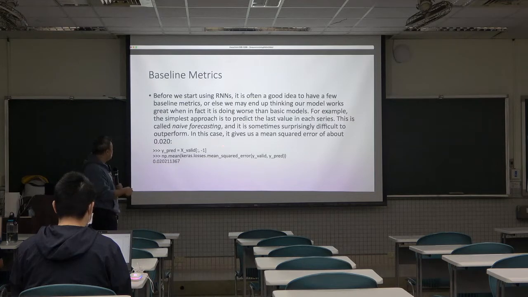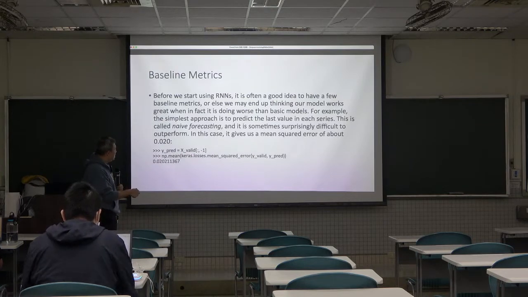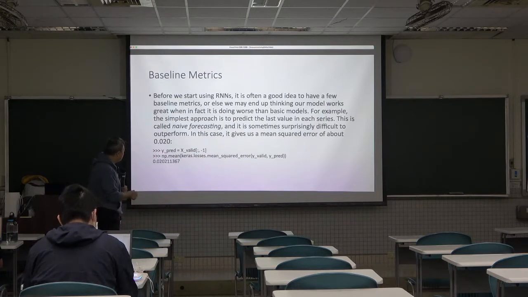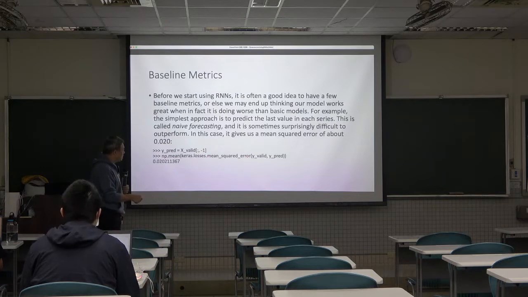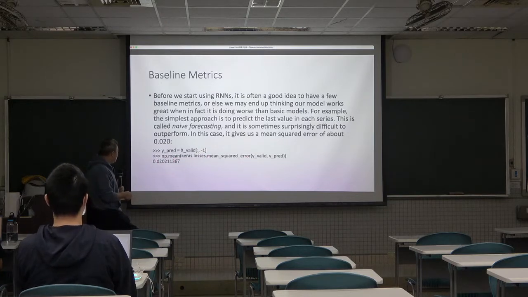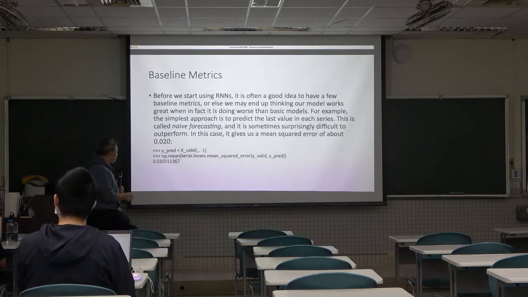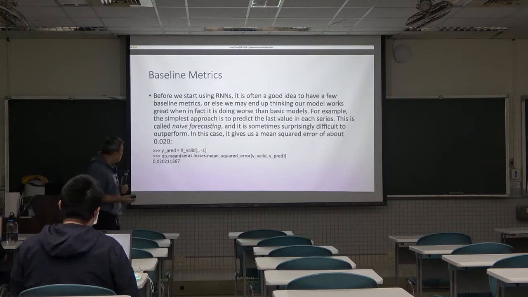In this case, you use y_pred equal to X_valid[:, -1]. It will automatically fill the last value for you, and then you compare this prediction with the generated value, the ground truth that we know. You calculate the mean square error, and the mean square error is 0.020211, and so on. You get the idea. So this is actually pretty good, right? 0.02, quite low.